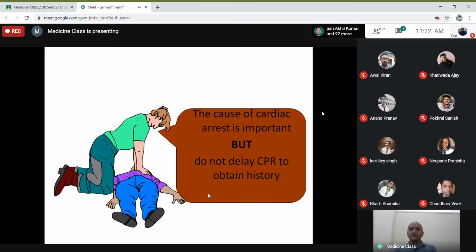The cause of cardiac arrest is important, but do not delay CPR to obtain the history.